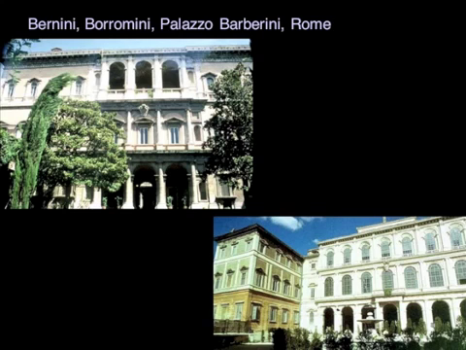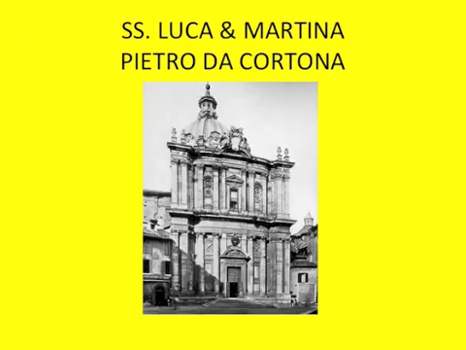Magnificent. I just want to mention that when Maderno died, the commission was completed by two guys who were working in his office, and those guys were Bernini and Borromini. The facade that's often credited with being the first true Baroque autonomous undulating facade is a facade by Pietro da Cortona, the facade of Saints Luke and Martin. This is built in the Roman Forum.